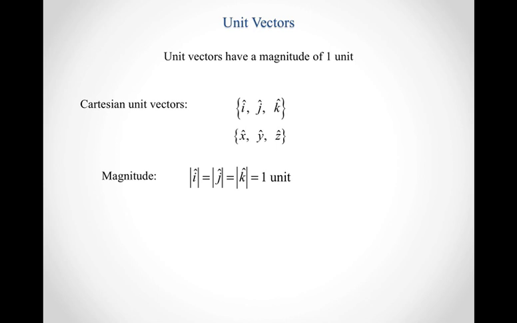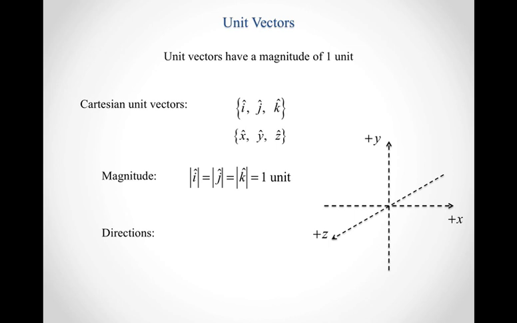Sort of by definition, the magnitude of i hat, the magnitude of j hat, the magnitude of k hat, that's all 1 unit. And so if I want to think about their directions, well, one way to think about that is again to think about what their function is. And so if I think about a 3-dimensional coordinate system where I've got positive x pointing to the right, positive y pointing up, and positive z is coming out towards us, i hat points in the positive x direction. So there's i hat drawn to the right.